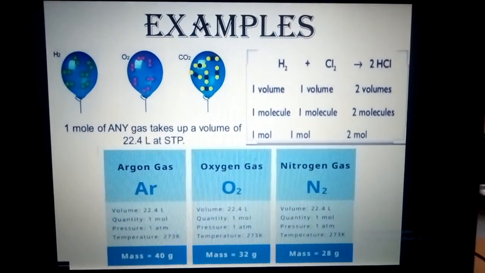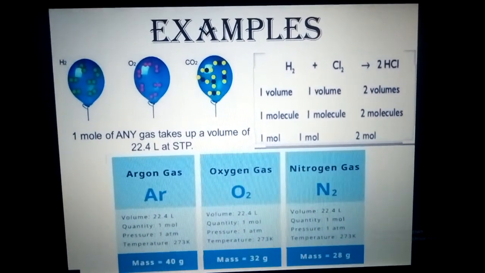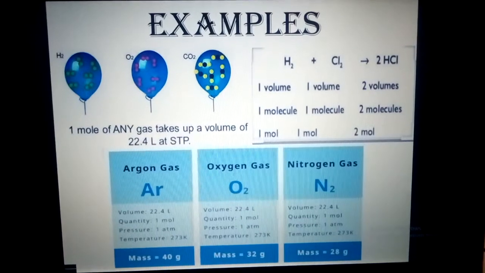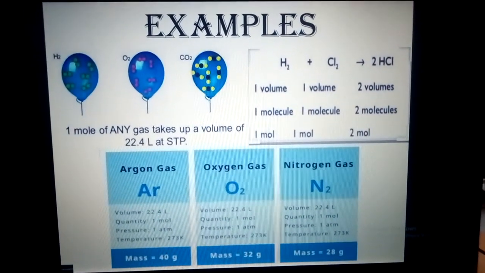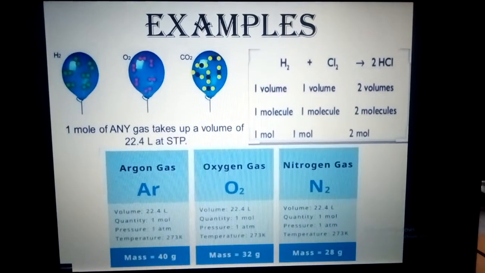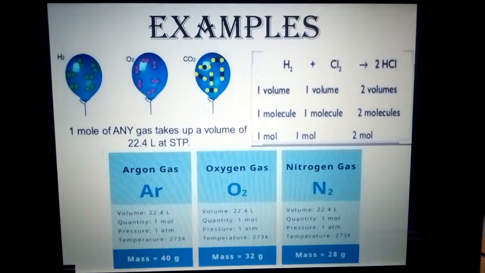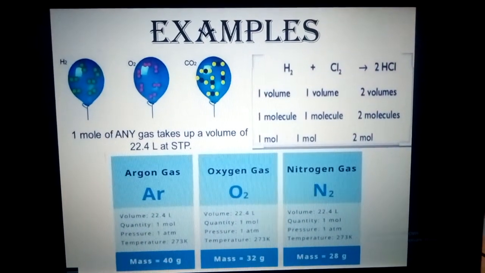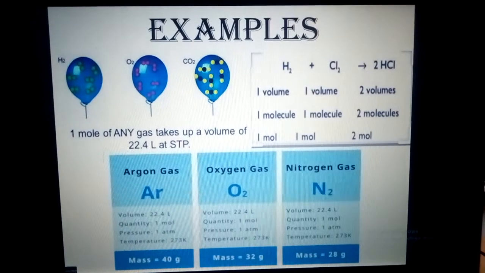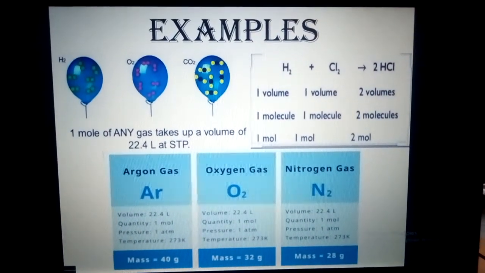In the next example, let's take 3 gases, namely argon gas, oxygen gas and nitrogen gas at a constant temperature of 273 Kelvin and 1 atmospheric pressure. If we take 1 mole of each gas, then all the gases will contain the same number of molecules, that is Avogadro number of molecules, and the same volume of 22.4 liters, irrespective of their mass.